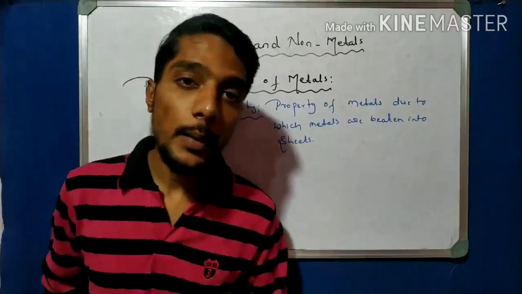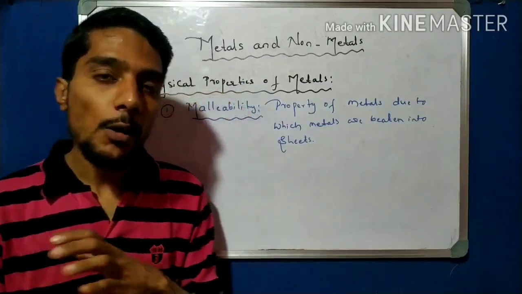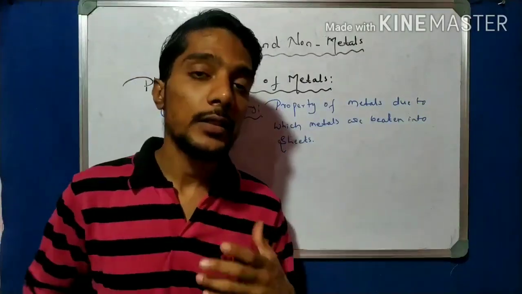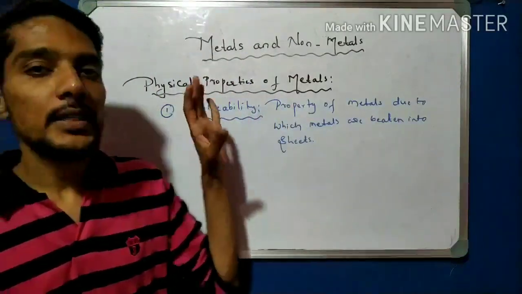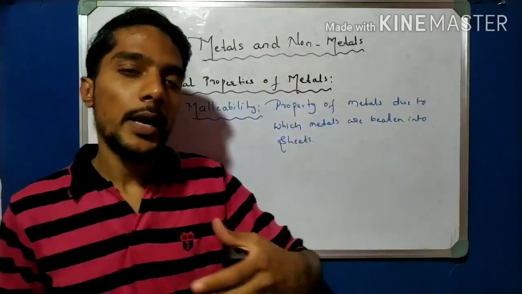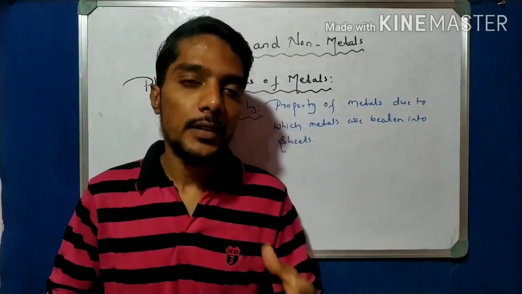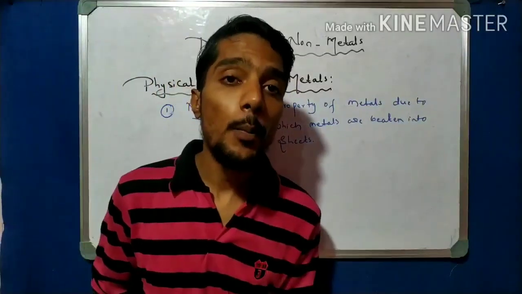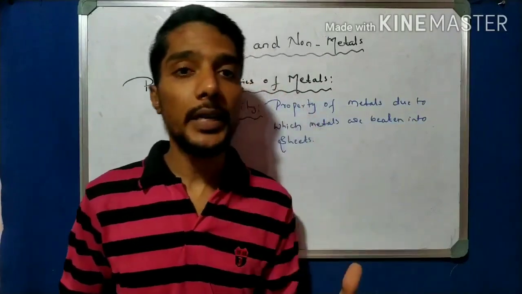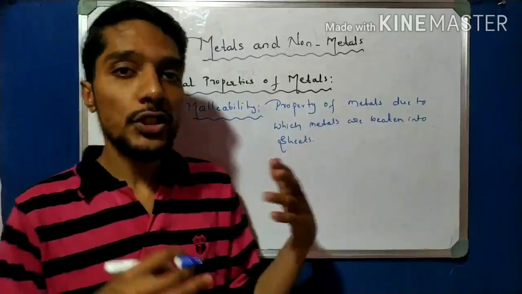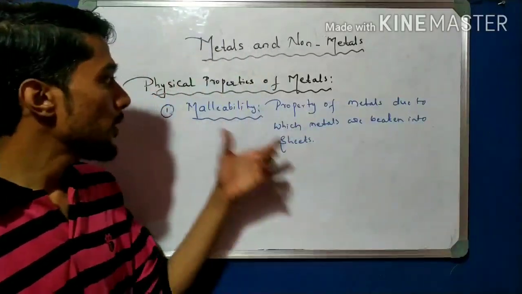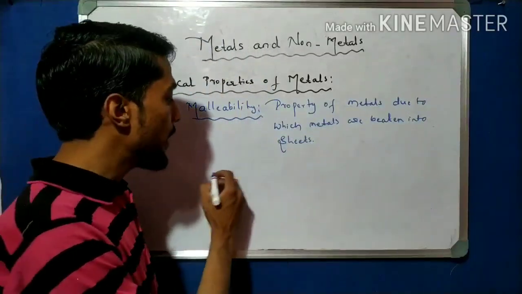So we observe that metal sheets are there. We never observe non-metal sheets. We always see metal sheets. That property is called malleability. If any element has the property to be converted into sheets when beaten with a hammer, that is called malleability.